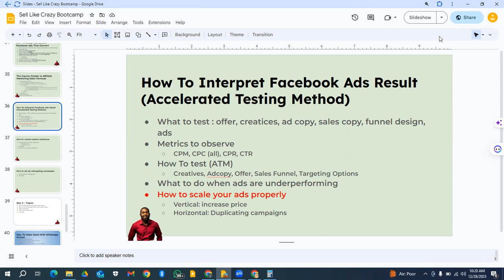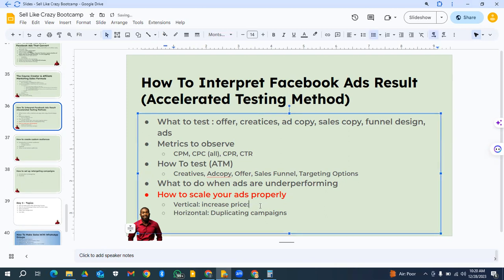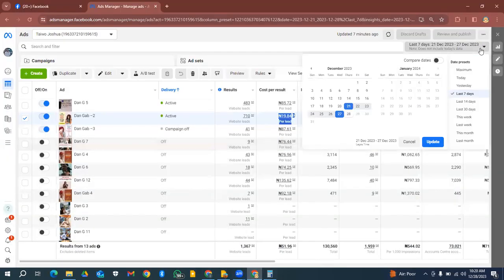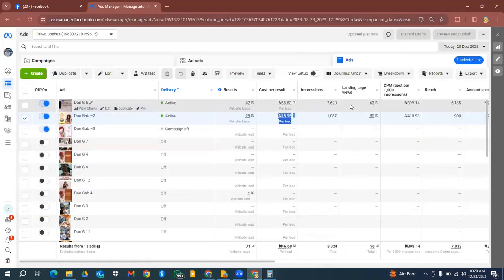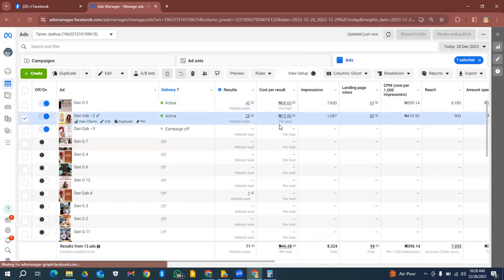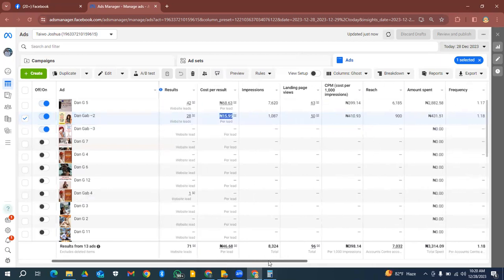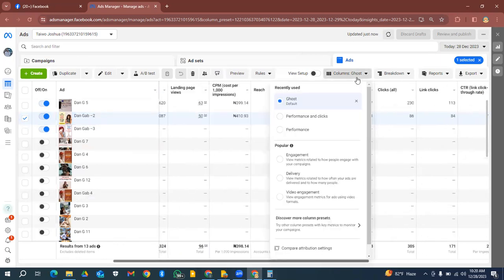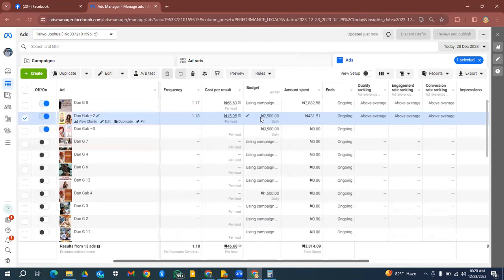So here is how I love to do vertical scaling. Vertical means I'm increasing my price. So what I typically do is if I want to increase my price, for example, I started with 1,000 naira and the ad is doing well, such as I did with this particular ad here. I know it is doing well. It's giving me 15 naira per lead. So I slowly increased it from 1,000 naira to 2,500, right? And I will still keep increasing it.